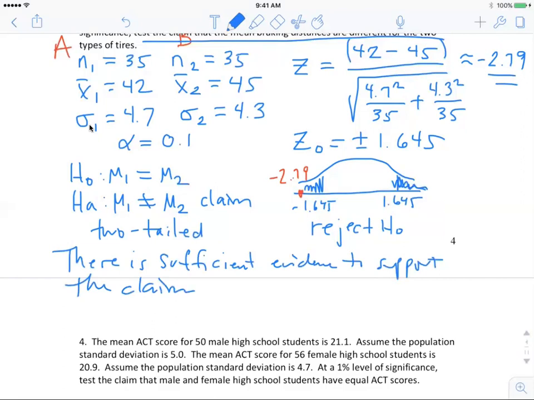Now I did that one with the critical value method. We could have used the p-value method. That would involve getting the table out, the yellow table, looking up that p-value using z equal negative 2.79, and then comparing it to alpha. You can try it that way too if you want. You should come up with that same conclusion though.